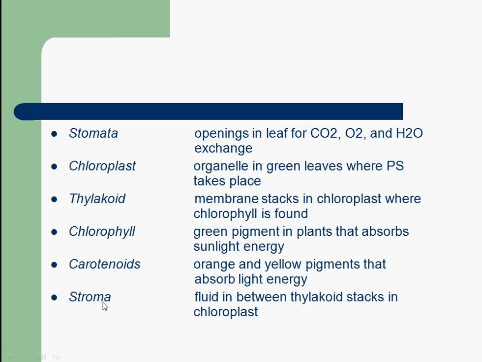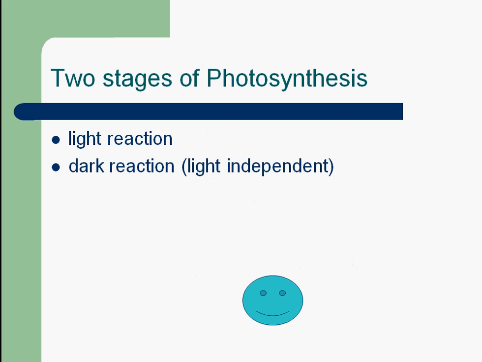And then finally you have the stroma, which is the fluid that exists between the thylakoid stacks and the chloroplasts. This is where the Calvin cycle or the light-independent reactions take place. Photosynthesis can be broken down into 2 different stages, the light reactions and the dark reactions, or the light-independent reactions. And we'll also refer to that as the Calvin cycle, named after the individual who's responsible for first observing this process taking place.